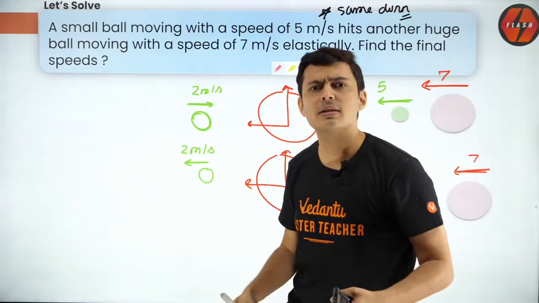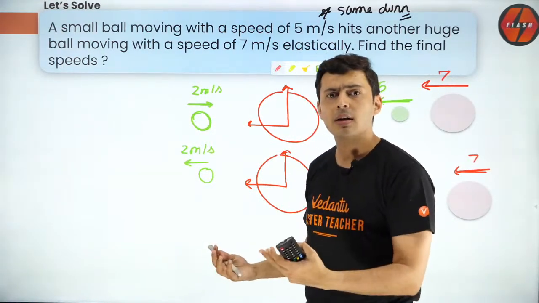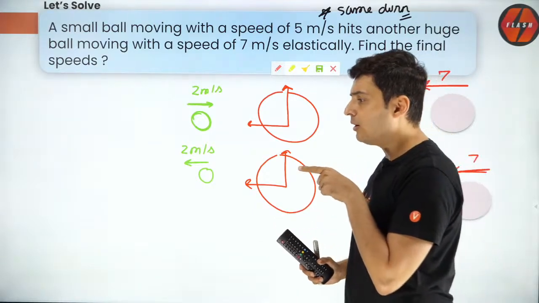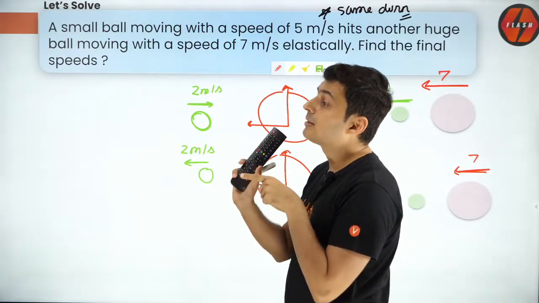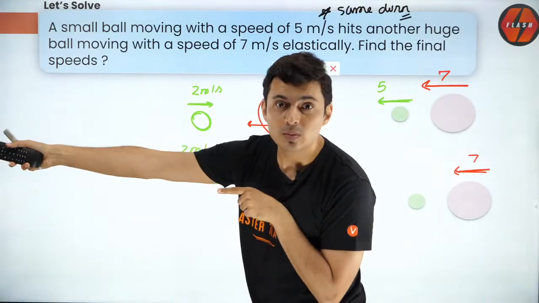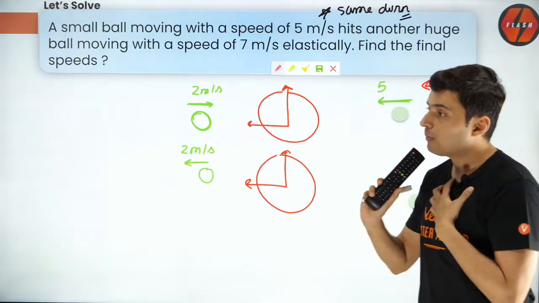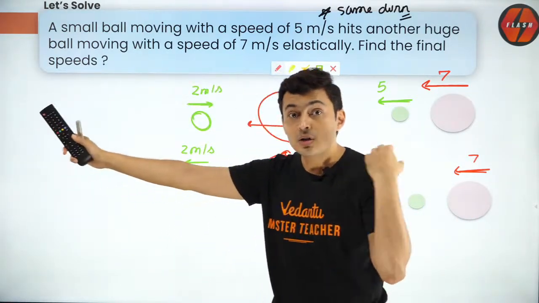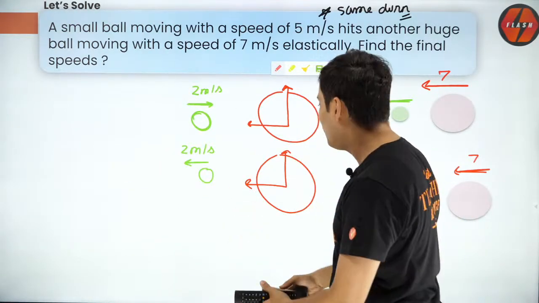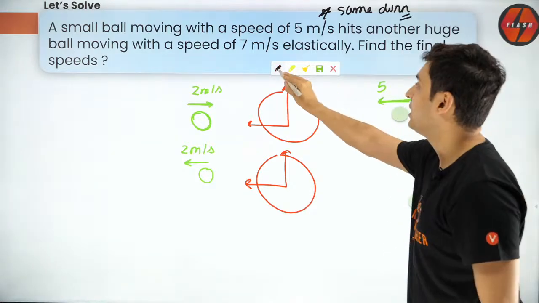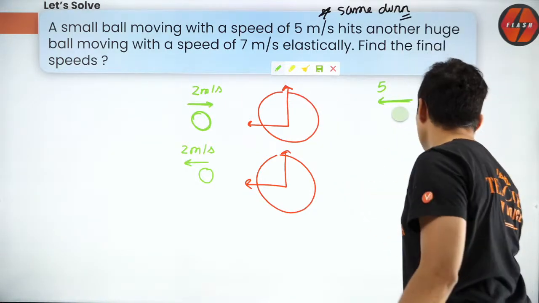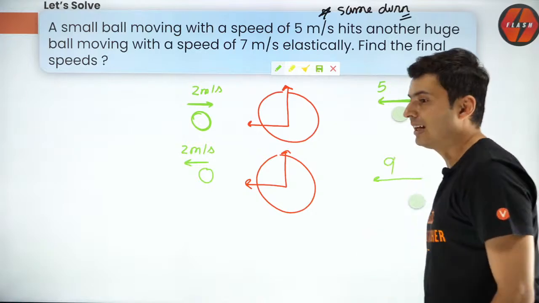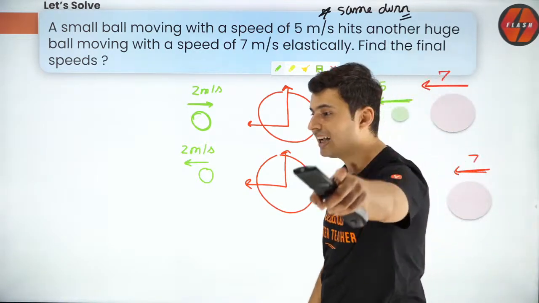Now think about it, guys. You are sitting on that big ball, and what speed are you moving? 7. For me, that small ball is moving with the extra speed of 2. My own speed is 7. So actual speed with respect to you, how much will it be? Come on, think about it. It will be 7 plus 2, which is 9. That's the catch.